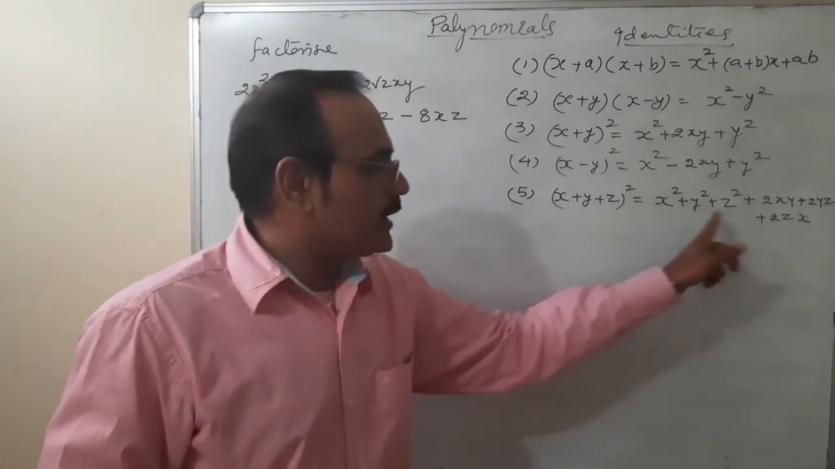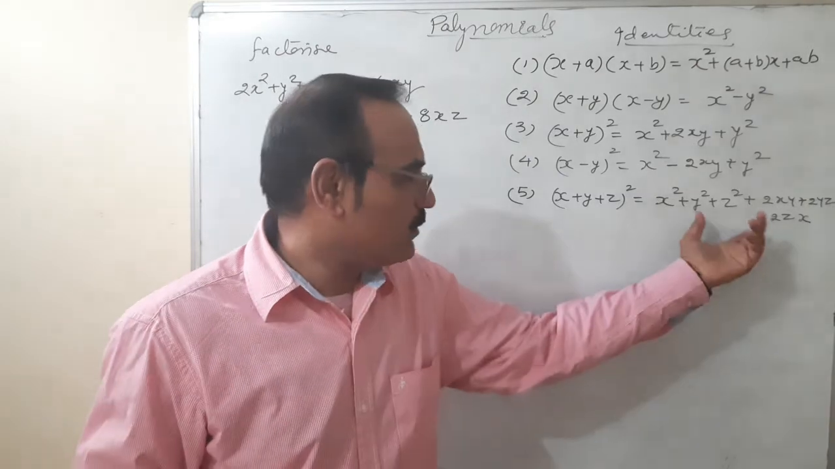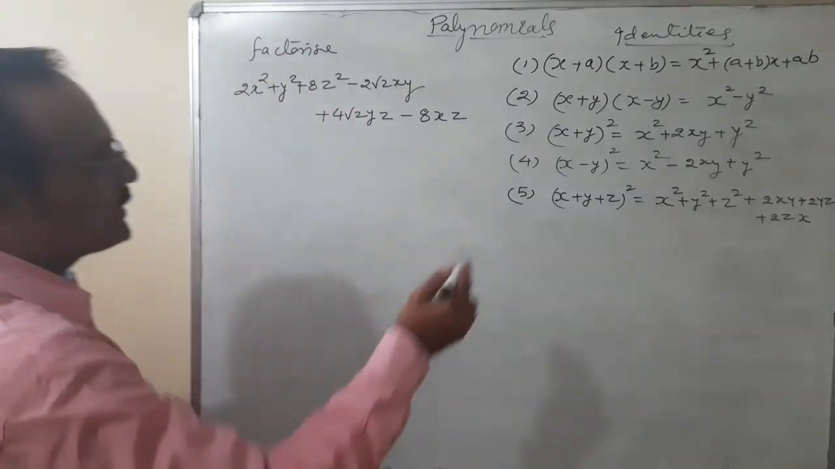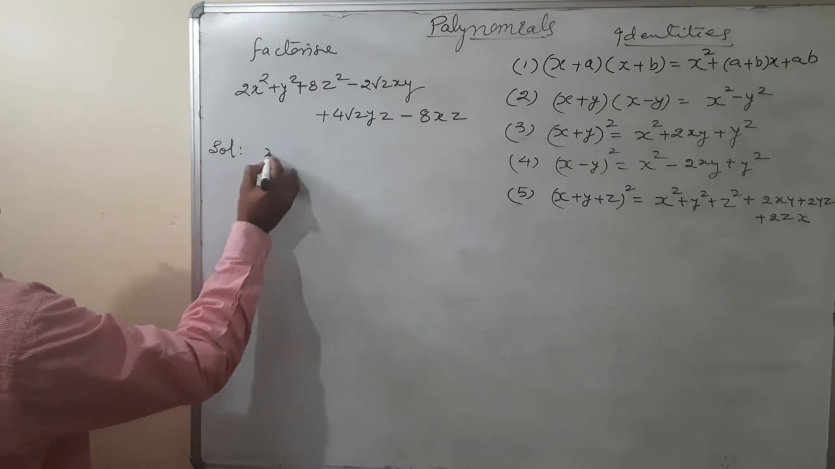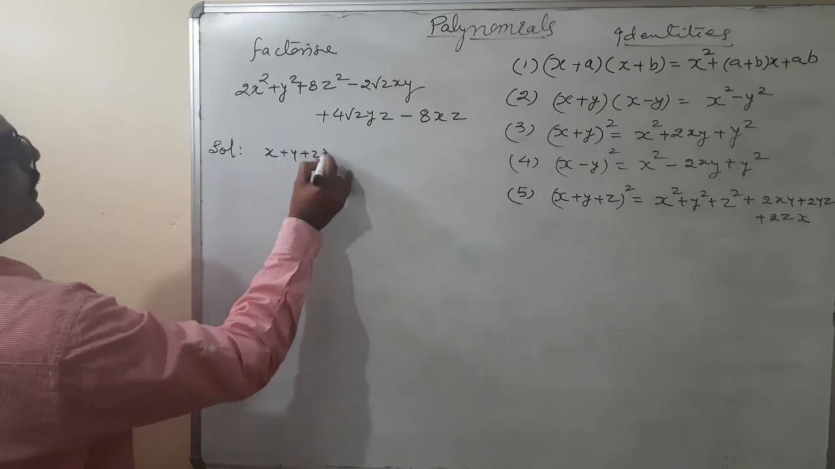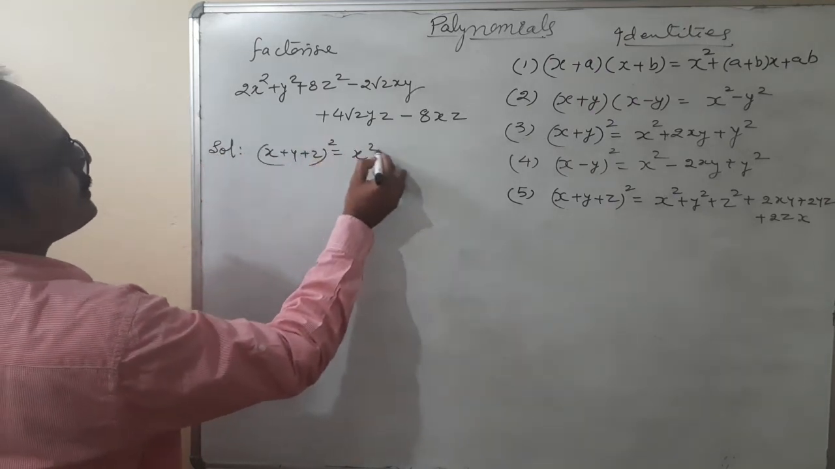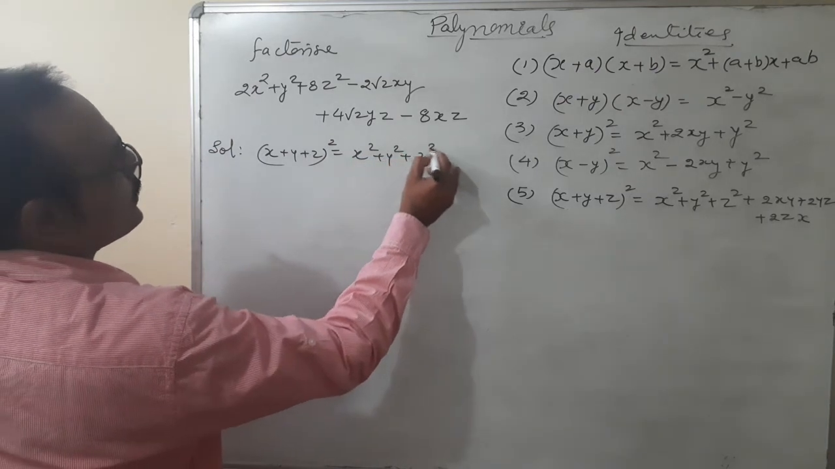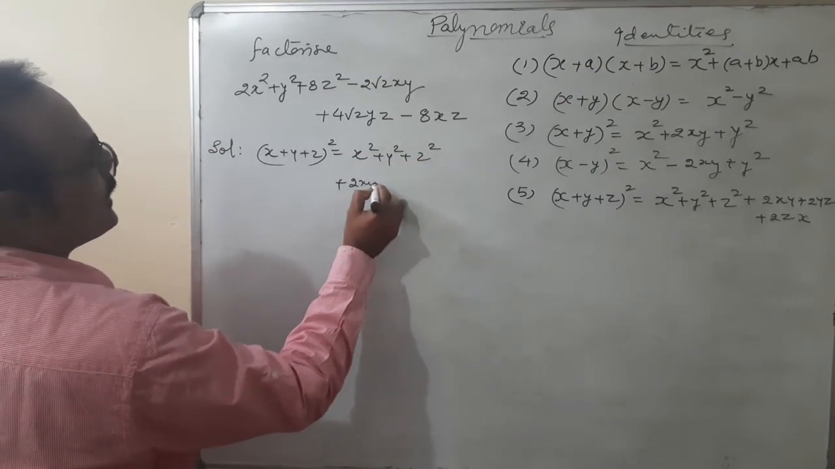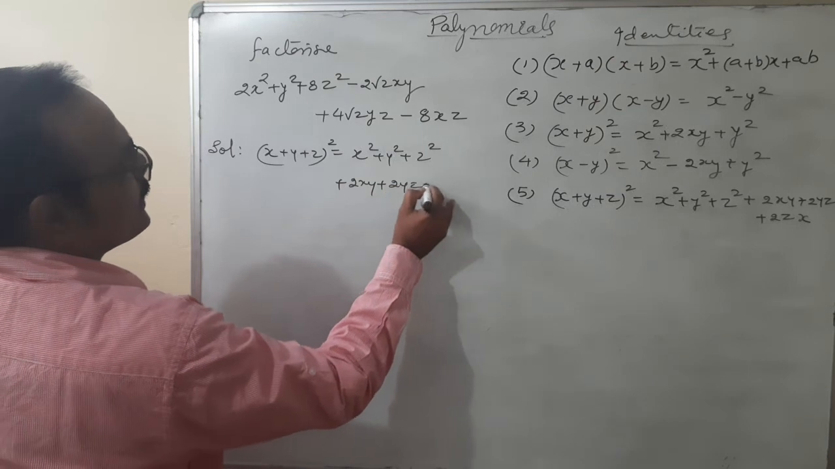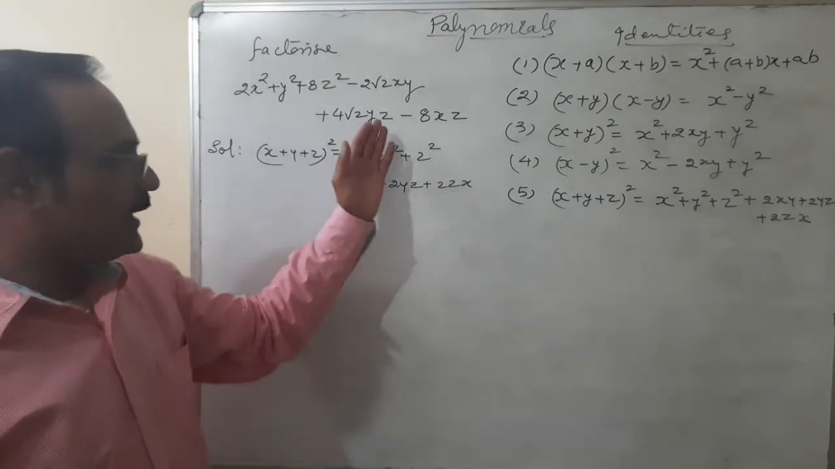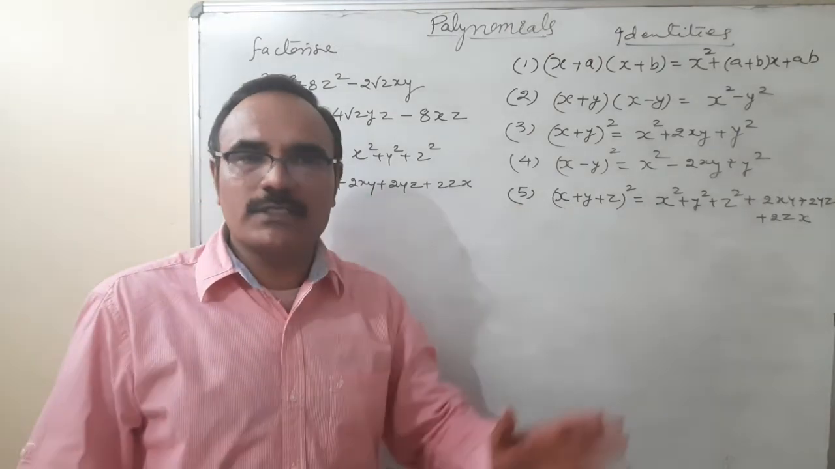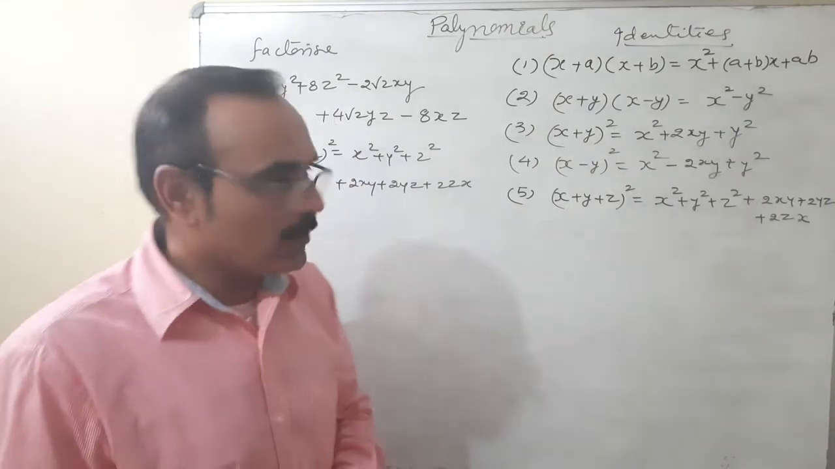So first of all, we are converting into the standard form of the right hand side of this term. Writing this identity: x plus y plus z whole square is equal to x square plus y square plus z square plus 2xy plus 2yz and plus 2zx. You can see some terms here are negative, but in this identity all the terms are positive. So no worry about that.